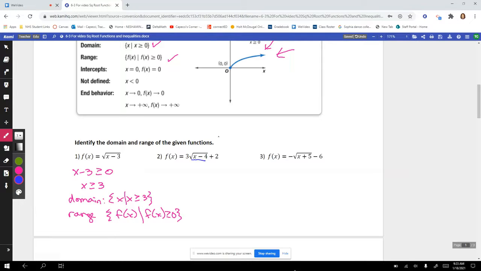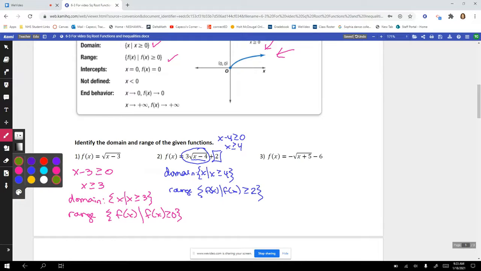So here I know that x minus 4 has to be greater than or equal to 0. So x has to be greater than or equal to 4. So my domain is going to be listed as x such that x is greater than or equal to 4. Now what happens if we're going to graph this? Whatever I get here, let's say that's 0, I'm still going to have this 2 out front. I'm going to have to add 2 to that. So my range is going to be f of x such that f of x has to be greater than or equal to 2. That's going to be my lowest value for my f of x or my y.